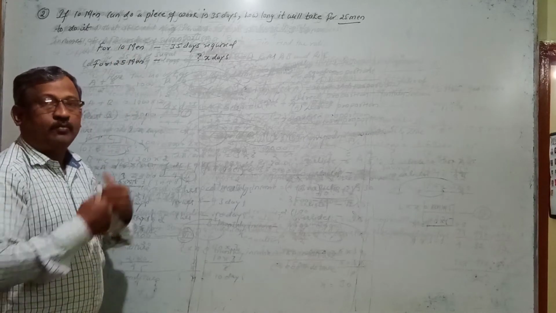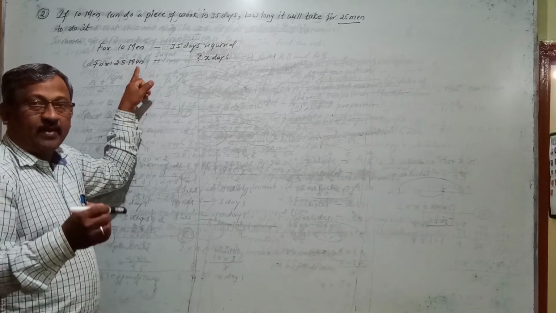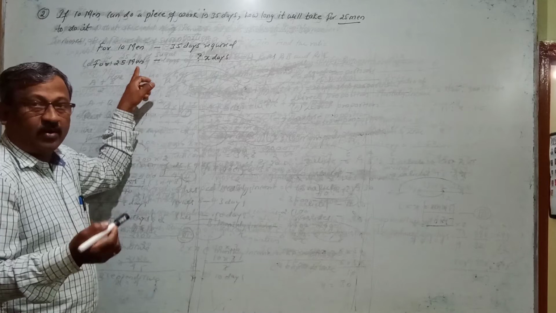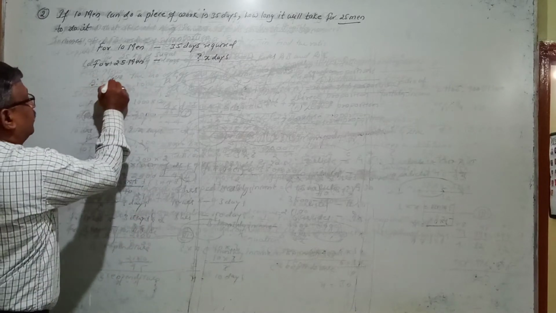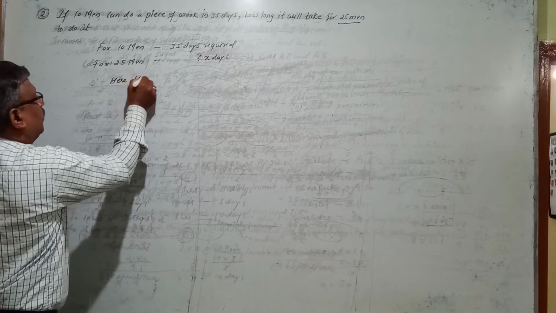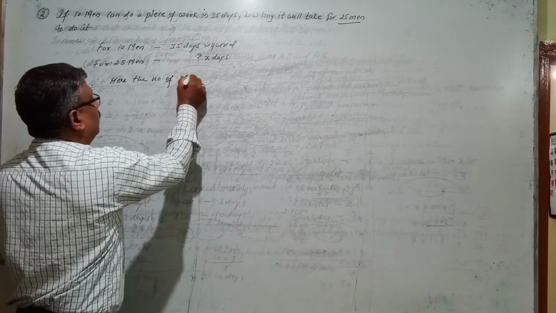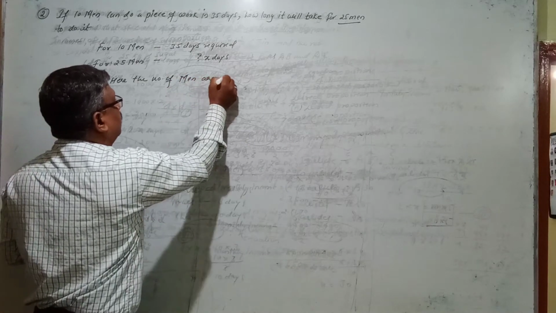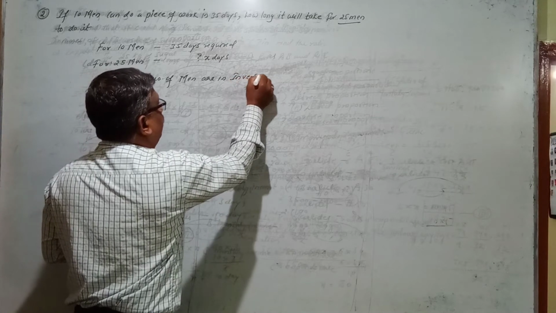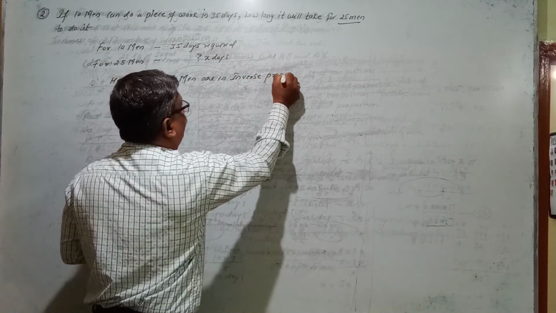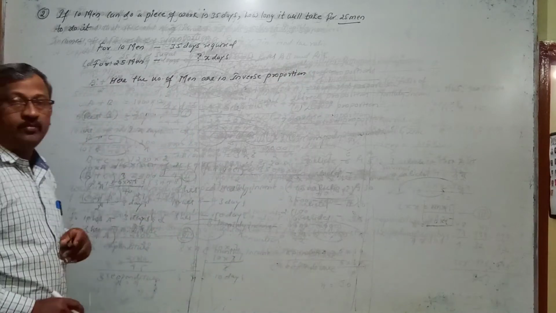Before putting the proportion, first you have to write whether the number of men are in direct or inverse proportion. So here the number of men are in inverse proportion. So here compulsorily you have to write: the number of men are in inverse proportion, and after writing that, then you have to put the proportion.